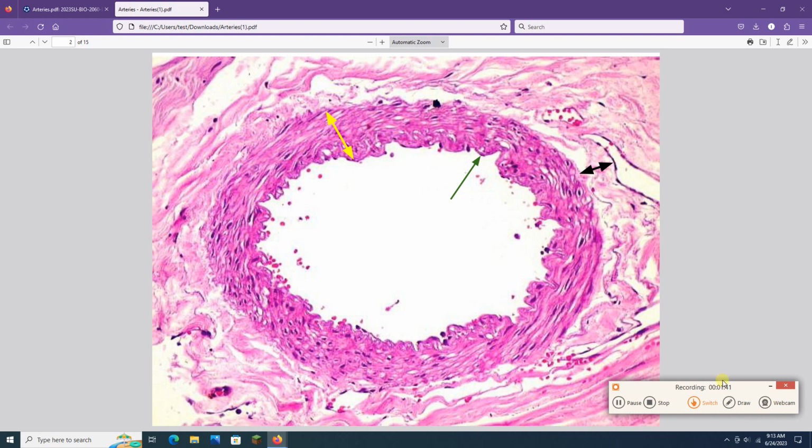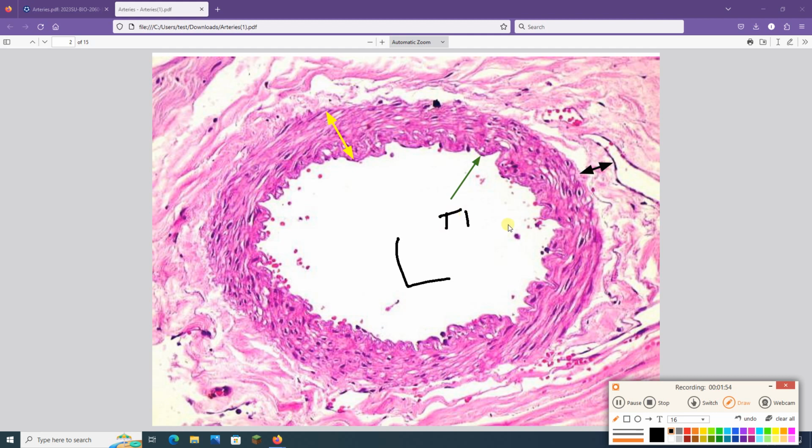So here I have the actual histological slide. This is an artery. I do see my lumen right here. And then lining the lumen where this green arrow is, that of course would be my tunica interna or intima. Yellow arrow tells me my tunica media, which of course is made of smooth muscle. When it contracts, the vessel vasoconstricts. When it relaxes, the vessel vasodilates.